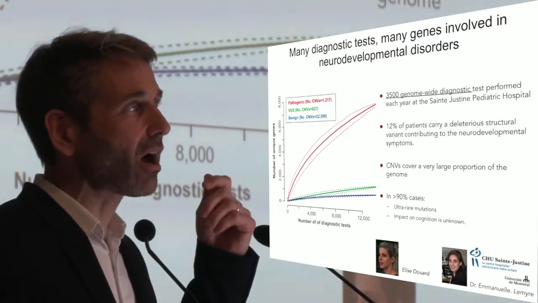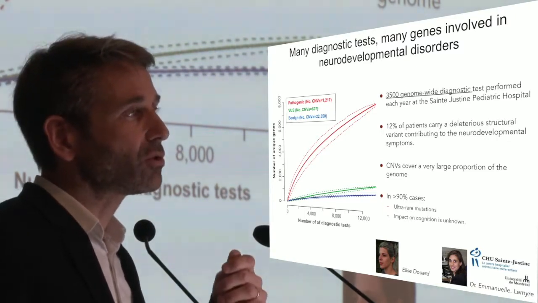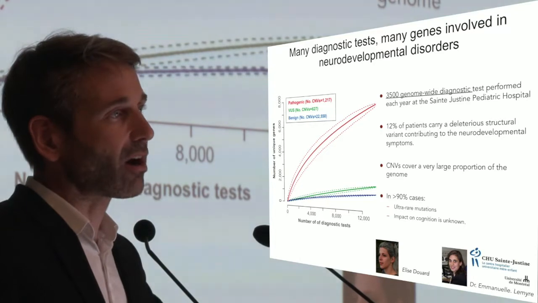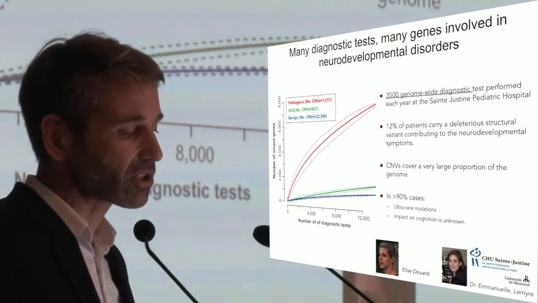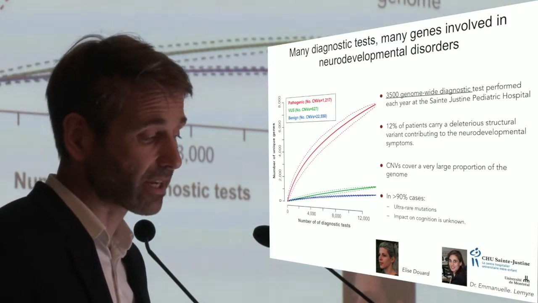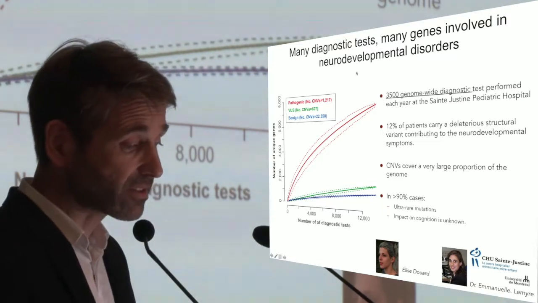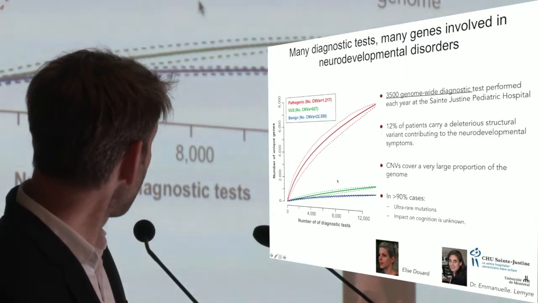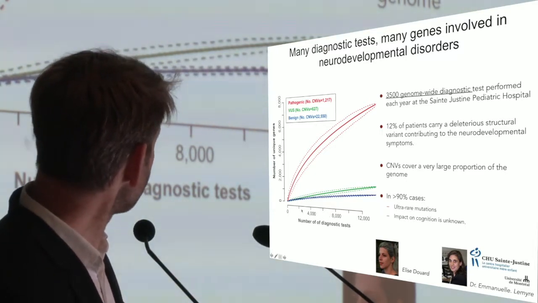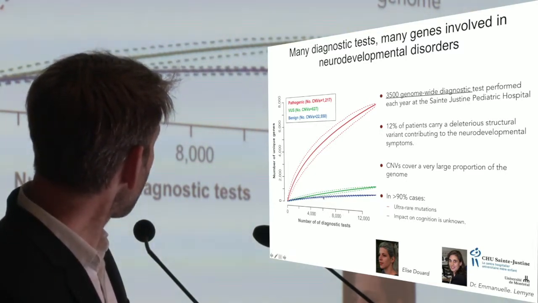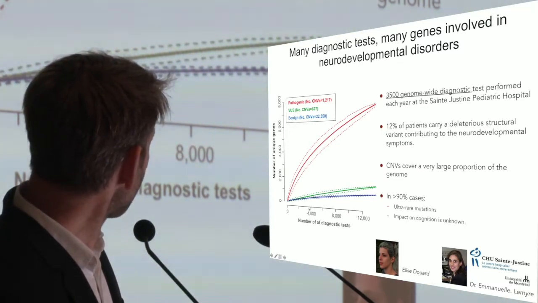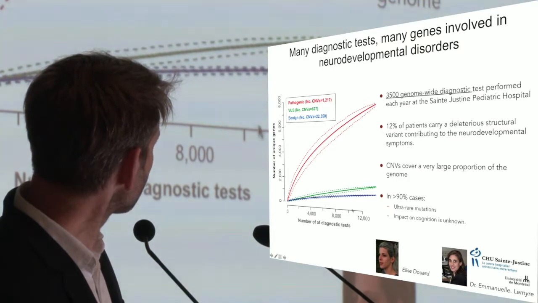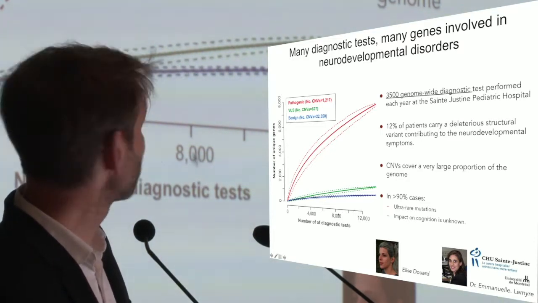So we need other strategies to get insight on all of the genetic variation and how they impact cognition, behavior, and risk for psychiatric and neurodevelopmental disorders. This is just an illustration here of the problem that we're facing in the clinic. In the pediatric hospital where I am, we do about 4,000 CGH arrays per year. So this is roughly 3 years of work.